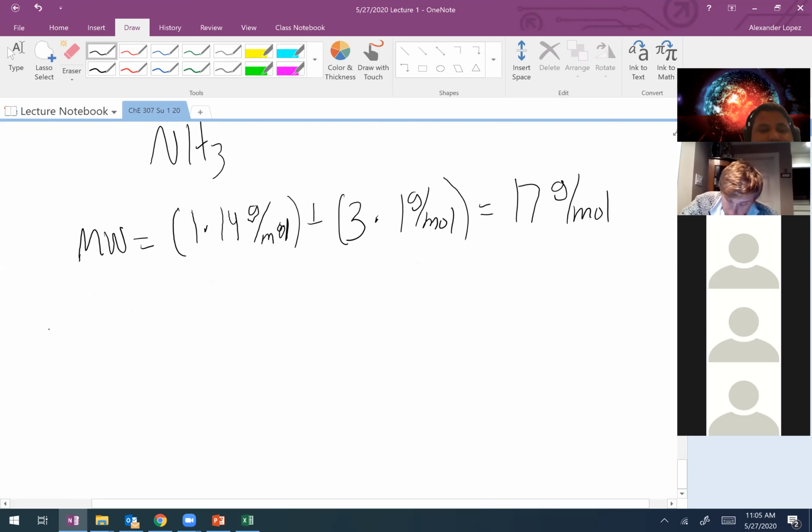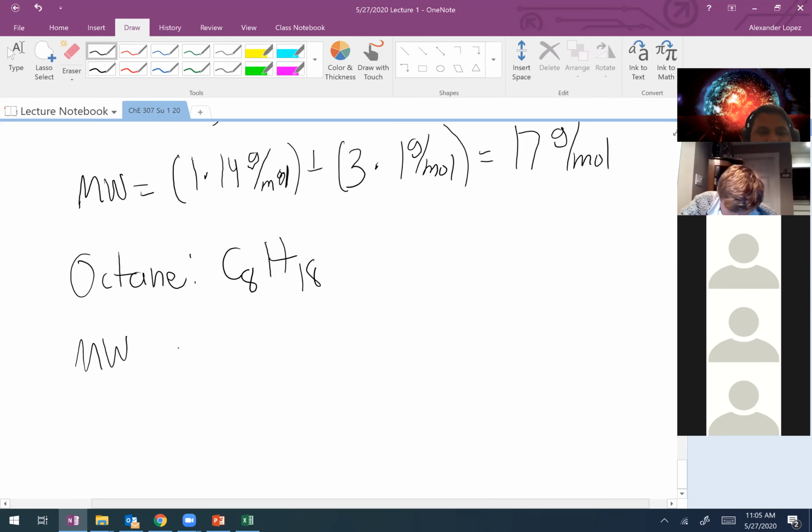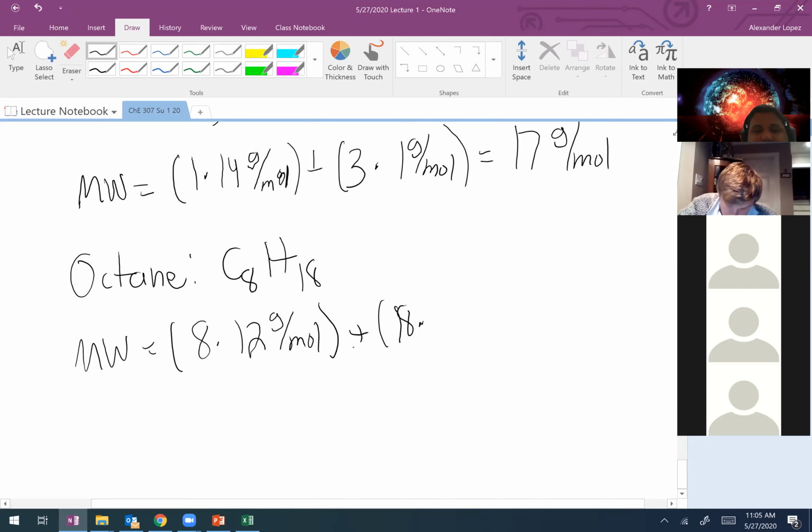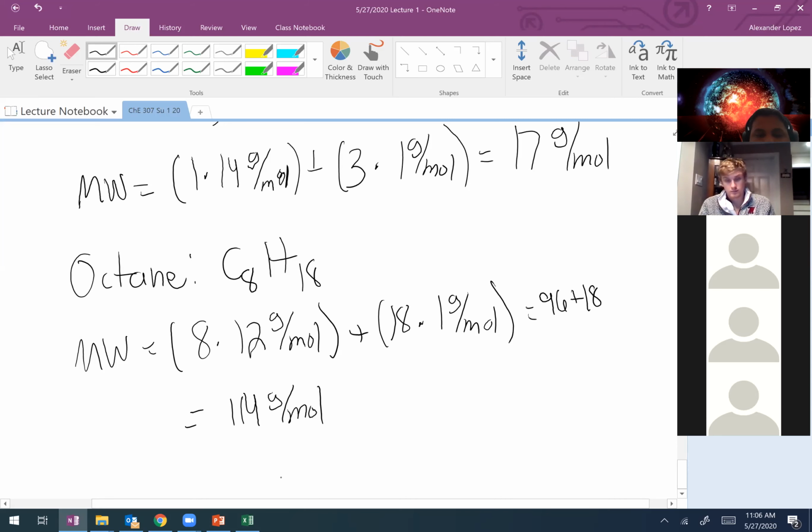For octane, which is C8H18, I believe. I gotta make sure I'm right. Okay. Molecular weight for octane, well, there's 8 atoms of carbon, which is 12 grams per mole, and there's 18 atoms of hydrogen at 1 gram per mole. So this gives us, let's see, 96 plus 18, which is 114 grams per mole.